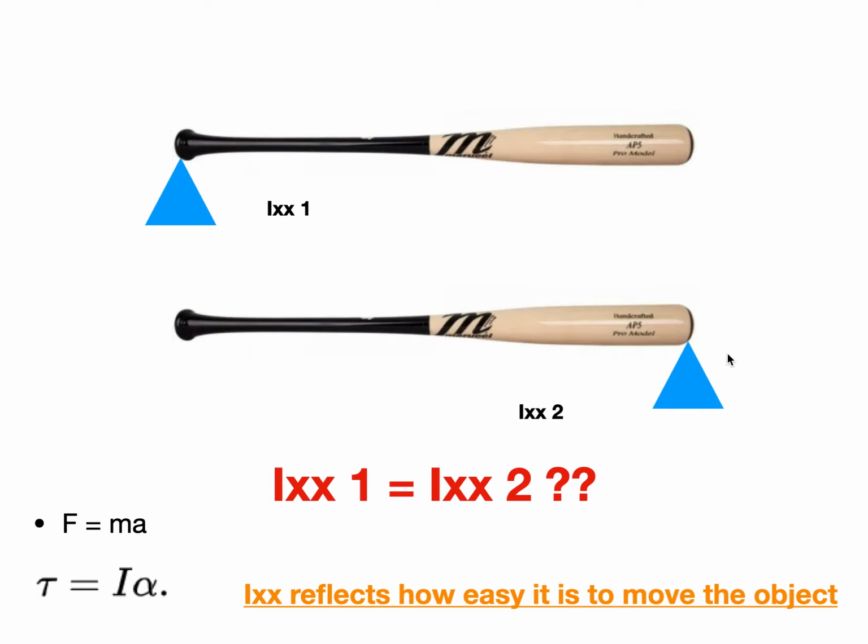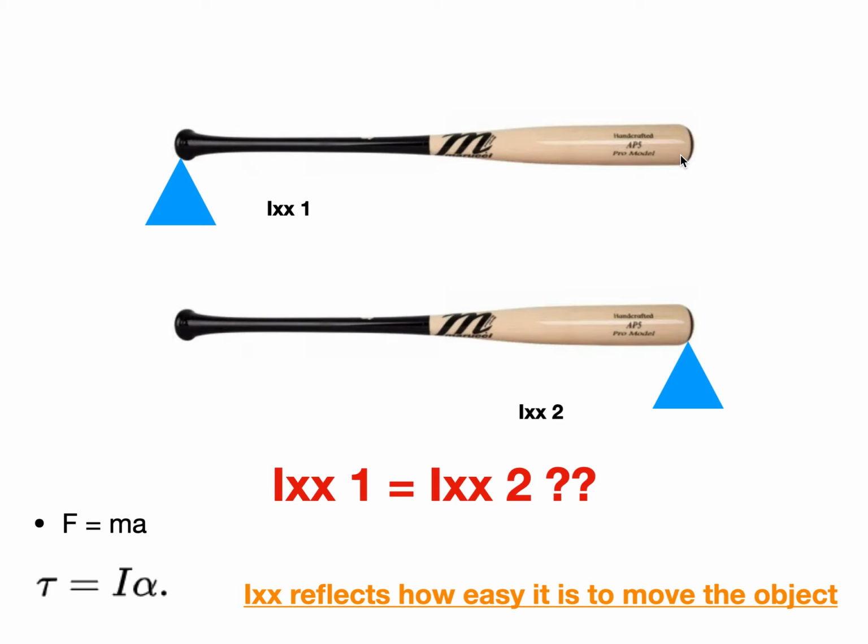Like intuitively it'll be different, right? I would assume it'll be easier to swing from this end. So actually the moment of inertia will change if you change the axis of rotation. So that's what we're going to figure out today. We have two objects. One is a baseball bat. The other is a racket. And we're going to hang the object on the wall on different ends and calculate the moment of inertia, to compare if that's different.